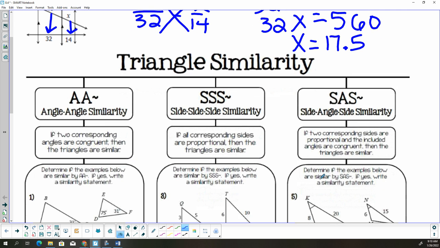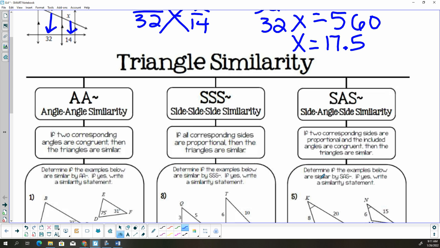It was side, side, side; side, angle, side; angle, side, angle; angle, angle, side; and HL. So whenever we would prove that 3 sides of one triangle were congruent to 3 sides of another triangle, we would say that the triangles were congruent by side, side, side. Today we're going to do something similar, except for triangle similarity, there are only 3 theorems to remember. AA, which stands for angle, angle, SSS, which is side, side, side, and SAS, side, angle, side.